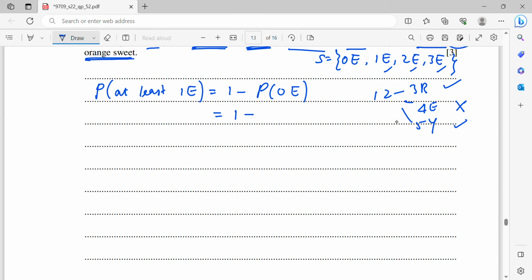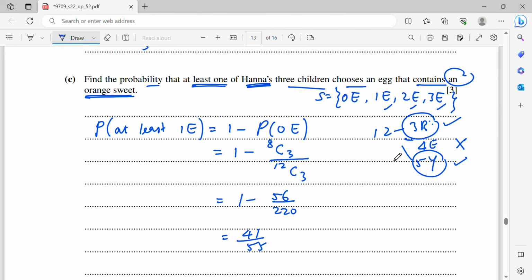Okay, if no orange sweets, so I exclude this, means that you will have 8 choices, 3R or 5Y. So it means that out of 8, I need to choose 3, because for 3 children. Then over the total is 12 choose 3. Okay, so I have 8 choices, means that I can choose either red or yellow. So from 8, I choose 3 because they are considering 3 children. Right? So this is 1 minus 56 over 220. So at last, you will be getting 41 over 55. That is the solution of part C.